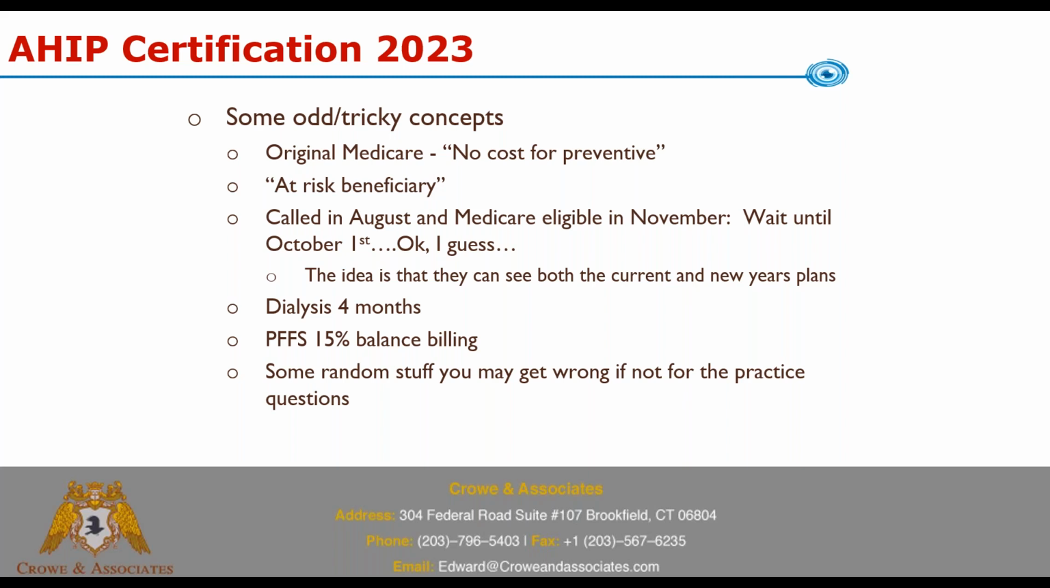Something to remember: dialysis has a 4-month wait to get Medicare if you need dialysis and you're not on Medicare. And private fee-for-service is 15% balance billing. Just some random stuff that might help you get one extra question right. And again, that can be the difference between an 88 and a 90.